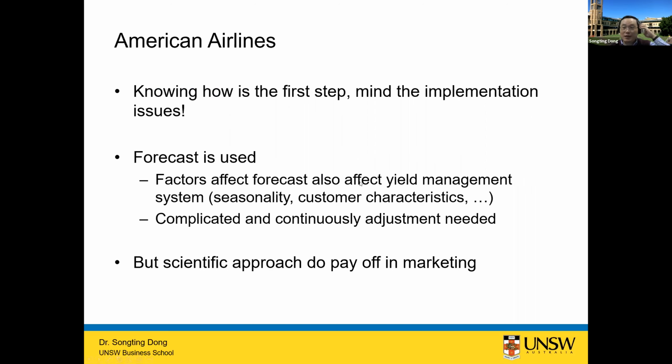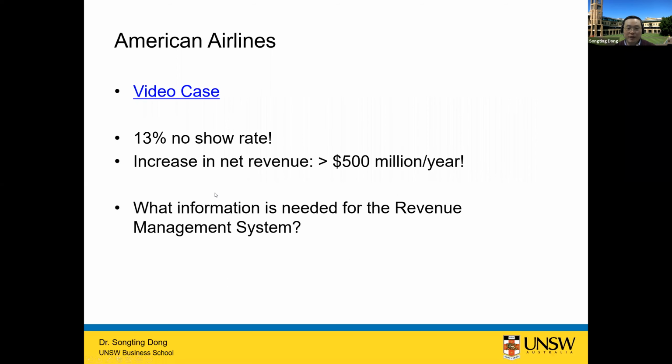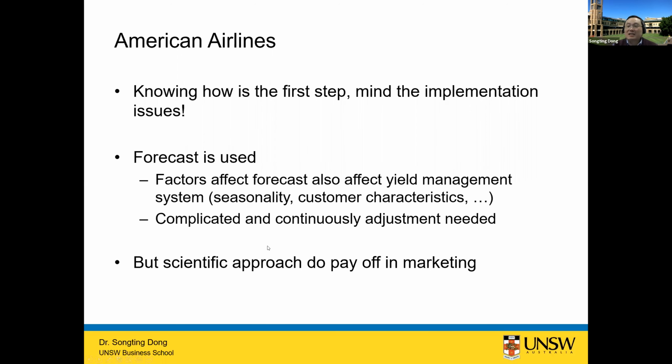Knowing how to do that is one thing. Implementation is another thing. In this case, we use forecast. Forecast combines all the information to help us predict. And you can imagine that the factors and information you use to predict need to be constantly updated, because things will change every year, if not every month or every day. It is a very complicated system, you can imagine. You need to constantly update this function.